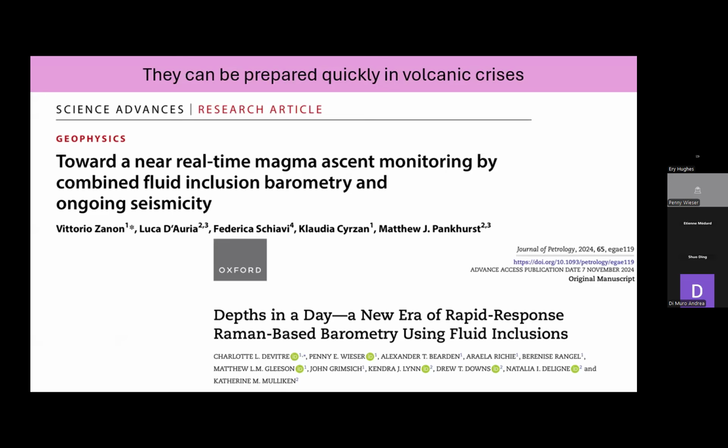But it only works in CO2 dominated systems. If you are in an arc, this is not going to work. And we can talk in the coffee break about why that is.